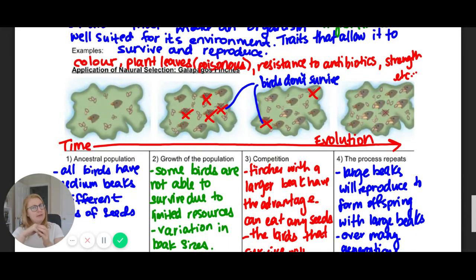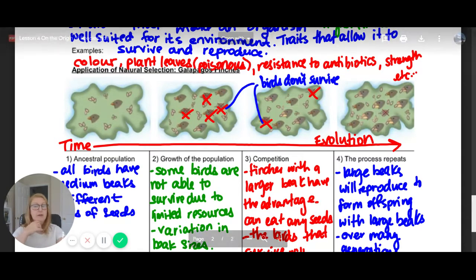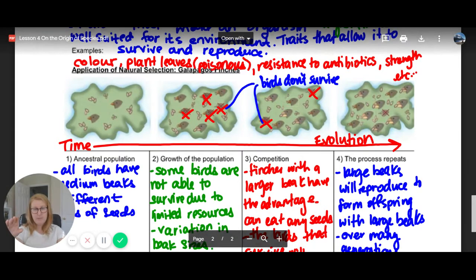And I'll go back to something that is from lesson 1 of this unit, the whole concept of evolution. It's a change in frequency over time. Okay, so here we have a change in frequency of the beak size. We started with a population all with medium sized beaks. We end up many generations later with a higher frequency of those with the larger beaks.